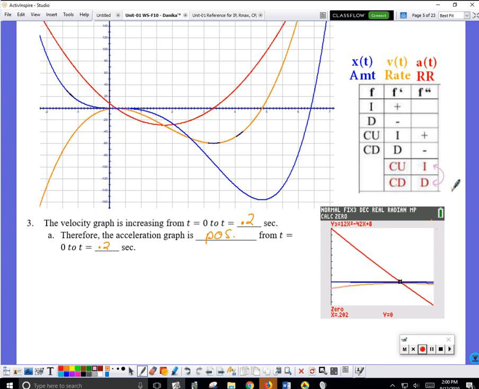So when you see the acceleration right here in red, what does CU or CD mean? Concave up, concave down. So when you see the acceleration having a relative minimum about right here, acceleration is changing from decrease to increase. What change is occurring on the velocity graph according to Danika's chart?